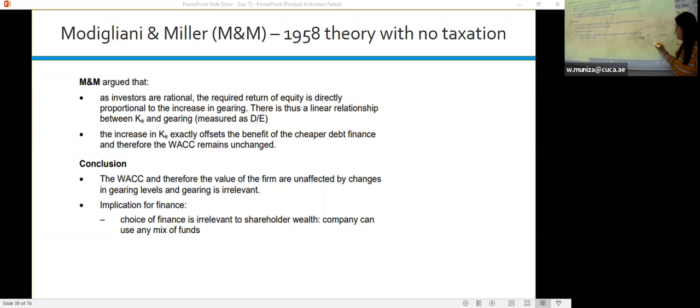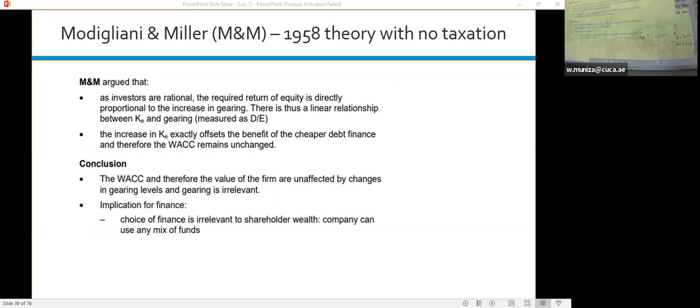They have skipped the next point, that when the gearing level reaches a particular point, the equity investors will start increasing their wishes and the required rate of return by them is going to increase. So let's see, M&M argued that investors are rational.